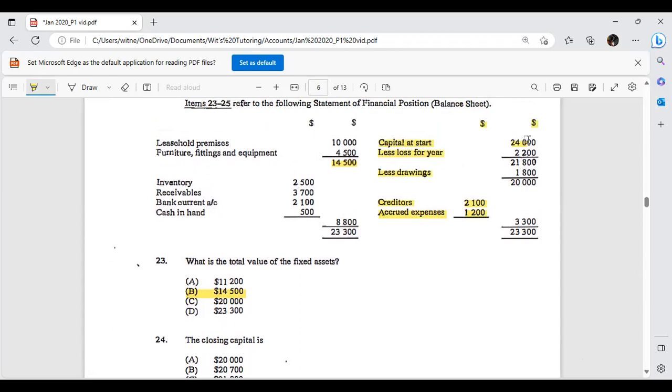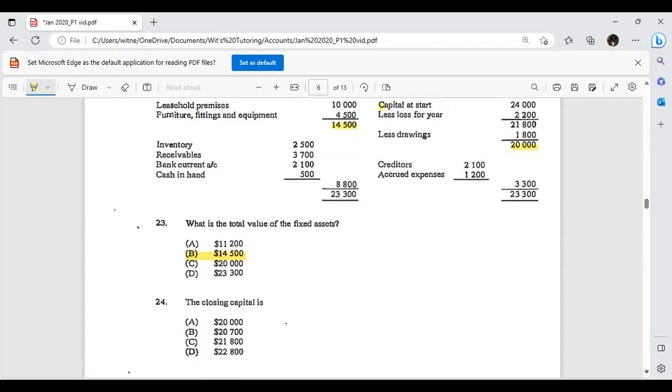Capital at start is your opening capital of 24,000 here. You minus your loss for the year, and then you subtract your drawings of 1,800. What you have left after you do that is your closing capital. So this 20,000 right here is your closing capital. If it was a profit that you made for the year, you would have added your net profit, right? So 20,000 right there is your closing capital.